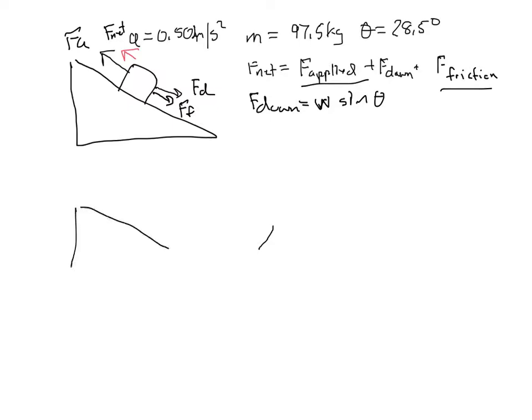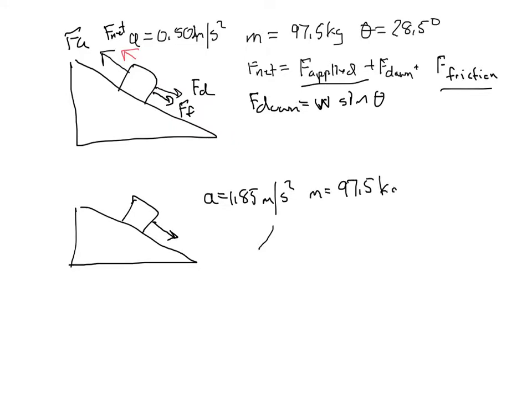How you can find that, because friction doesn't care what direction you're going, I gave you the earlier conditions where the ramp actually slid down, or the box slid down the ramp with an acceleration of 1.85 meters per second squared. The mass still being 97.5 kilograms, theta still being 28.5 degrees.